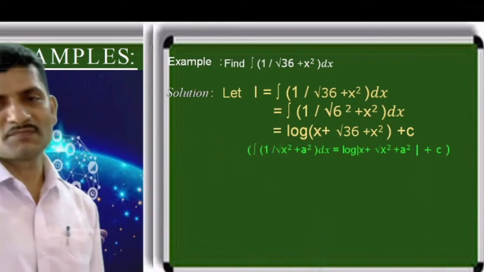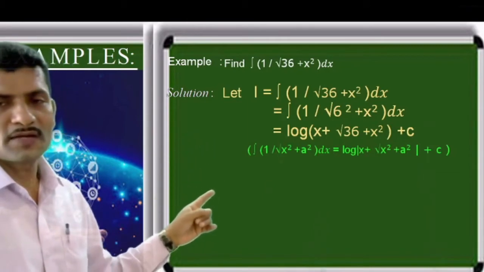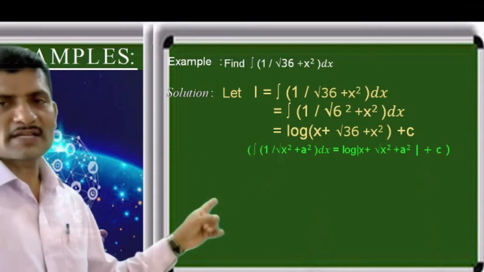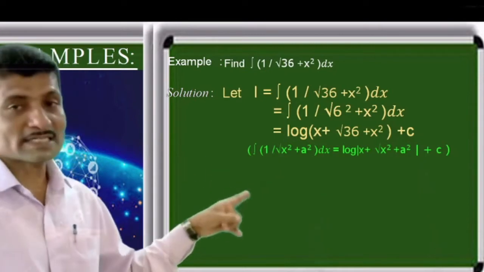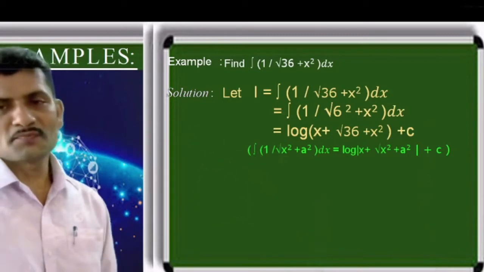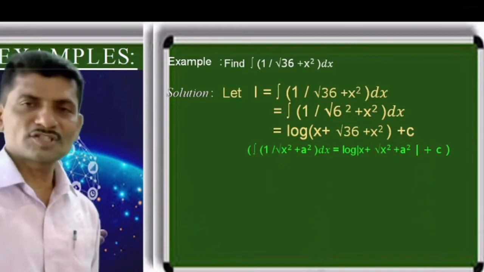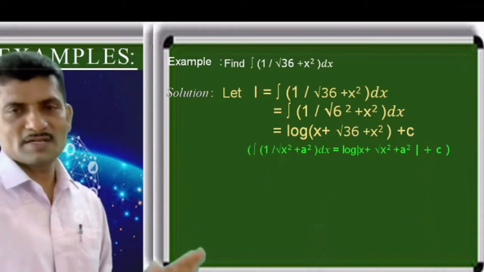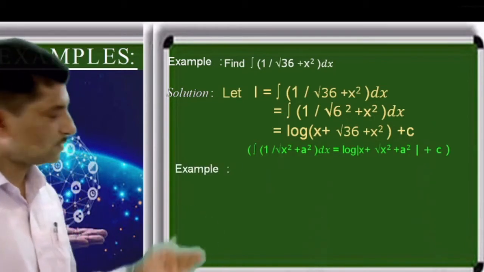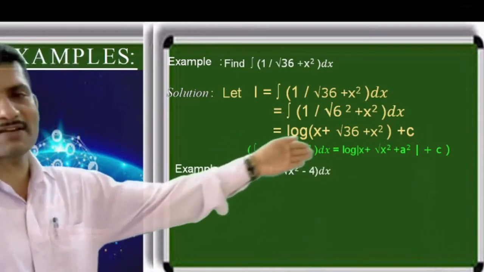So, that can go to 1 by root of x square plus a square dx, and write log of modulus of x plus root of x square plus a square, or a square plus x square; addition is always commutative. Is it clear?